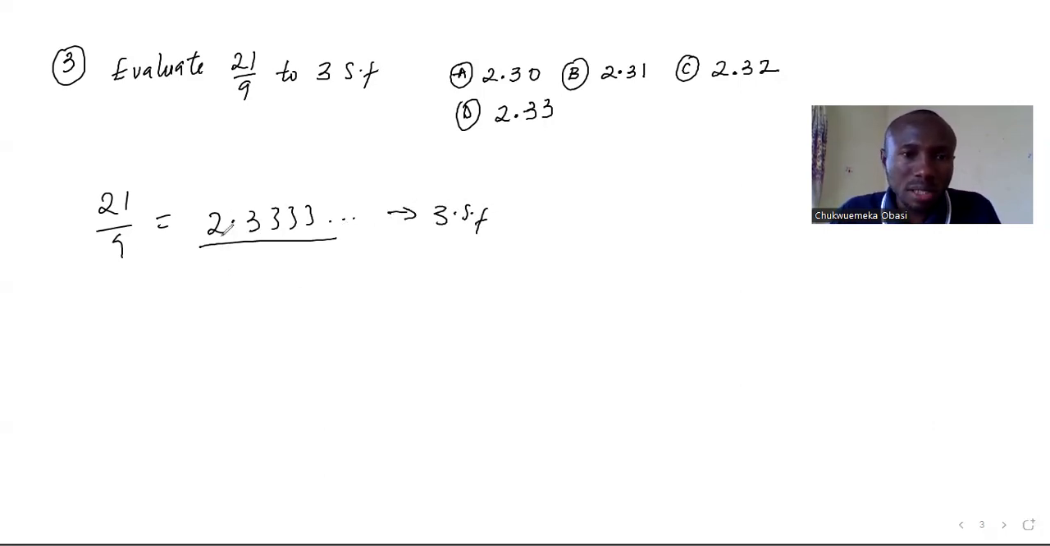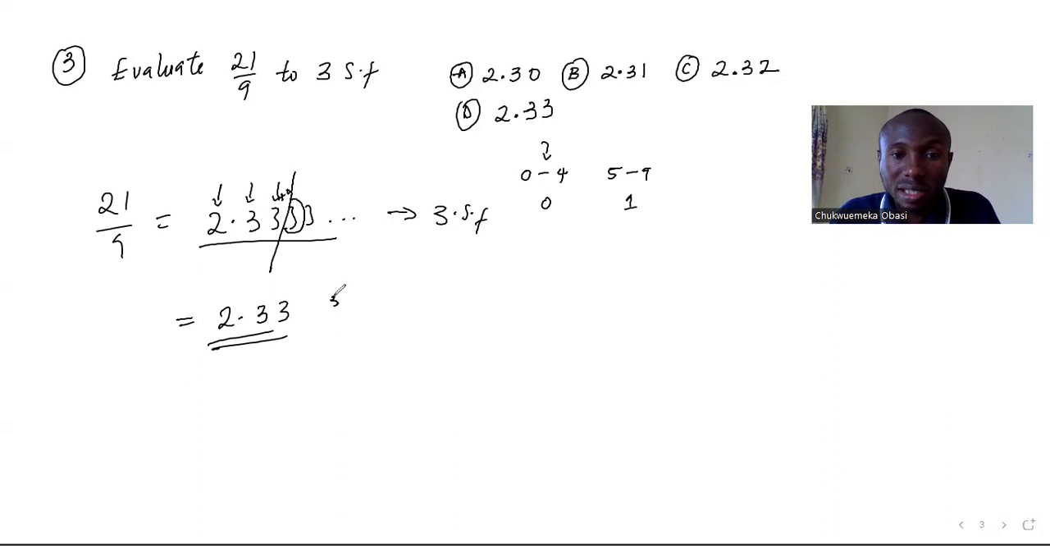Very simple. Now, this is the first significant figure. This is second, and this is the third. So we want to close it right here. So now the next digit, which is 3, we are going to round down. Remember that if you round down numbers from 0 to 4, you will get 0. And numbers from 5 to 9, you will get 1. So you see that 3 belongs to this category. So when you round down 3, you will get 0. And when you add 0 to this 3 right here, you're going to still have 2.33. That's our final answer in 3 significant figures. So our answer is option D. So let us move to the next question.